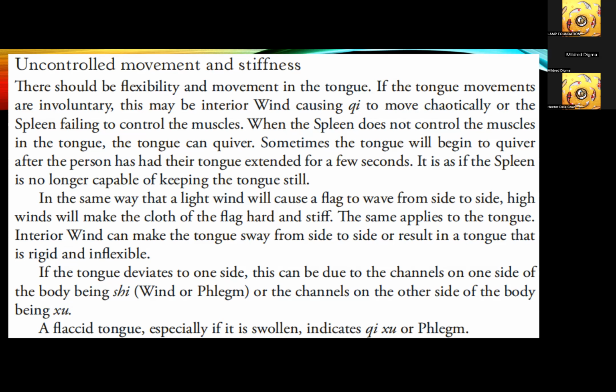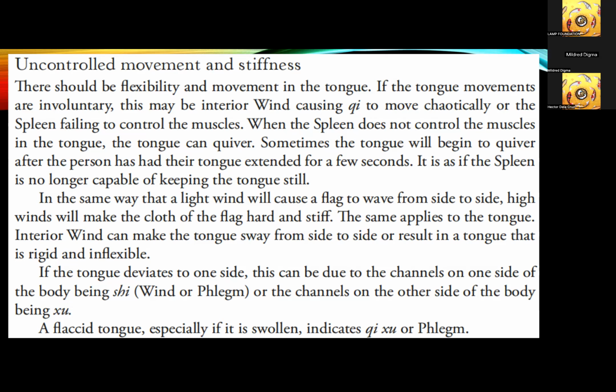Sometimes the tongue will begin to quiver after the person has had their tongue extended for a few seconds. It is as if the spleen is no longer capable of keeping the tongue still. In the same way that a light wind will cause a flag to wave from side to side, high winds will make the cloth of the flag hard and stiff. The same applies to the tongue. Interior wind can make the tongue sway from side to side or result in a tongue that is rigid and inflexible.